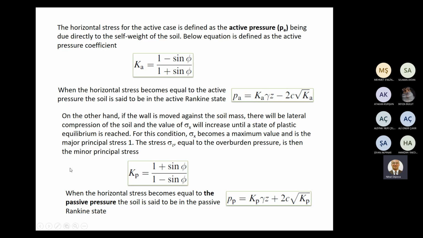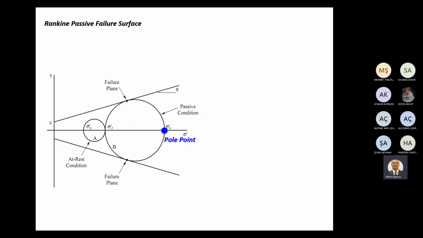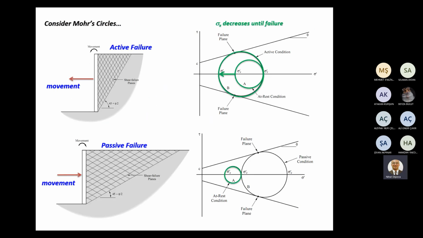On the other hand, if the wall is moved against the soil mass, this is the passive case, and due to compression, sigma x will increase. So sigma x becomes the maximum stress value and the major principal stress. Sigma 1, let me show here, yes. Sigma 1 in here is in the horizontal direction.